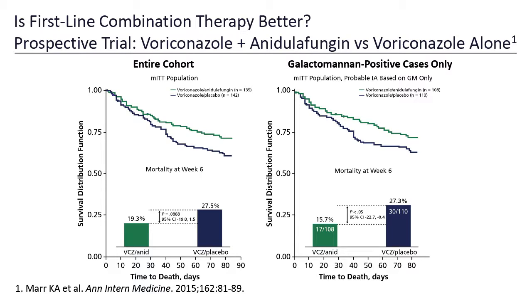And as you can see here, the combination of voriconazole with anidulafungin, so two classes, an azole and a candin, different mechanisms of action, was compared to voriconazole alone. And as you can see, the mortality, which was the primary endpoint, was lower in the combination therapy, but this was not statistically significantly different. The difference was 27.5 versus 19.3%, and the p-value was less than 0.10, but greater than 0.05.